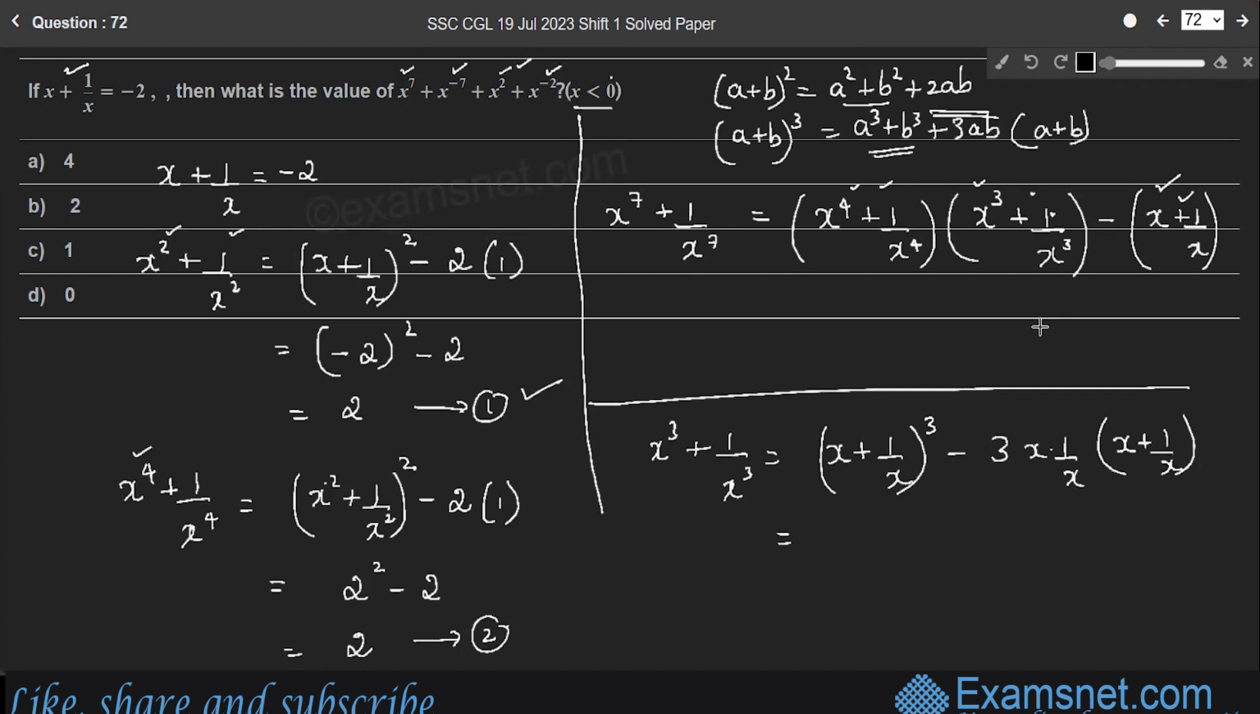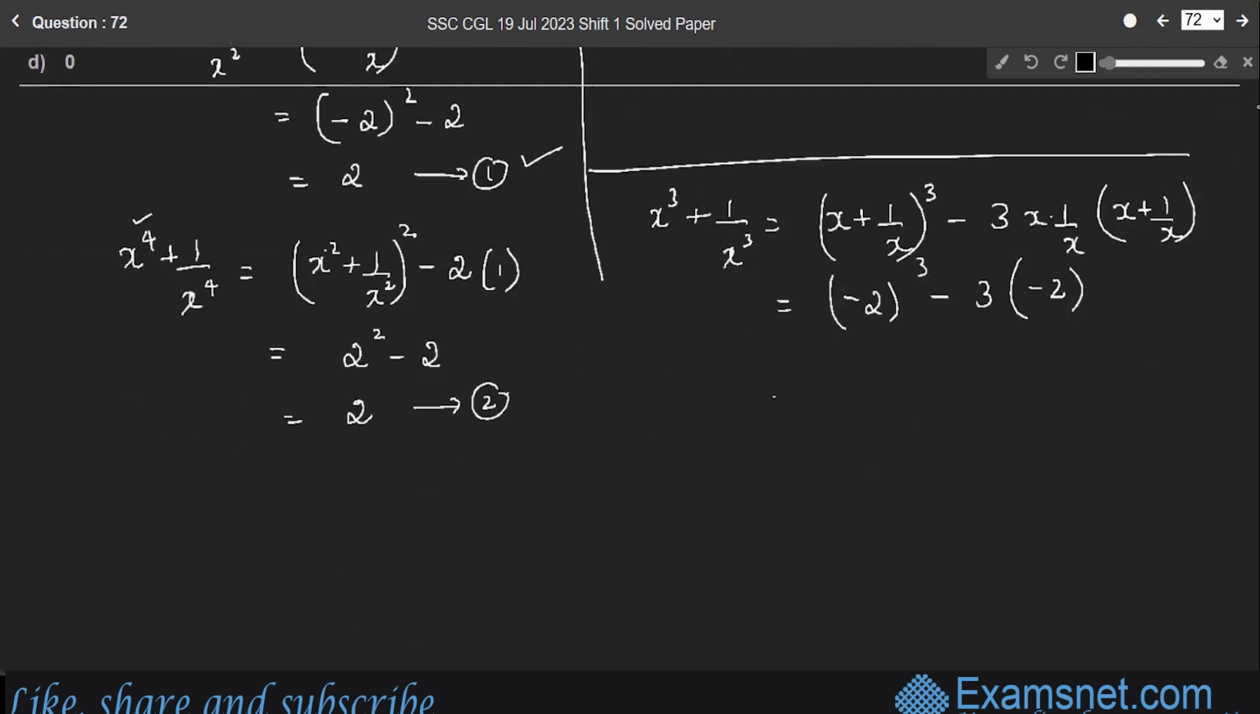Substitute the value of x plus 1 by x, which is minus 2, the whole cube, minus 3 into, here x and x will get cancelled, so into x plus 1 by x, which is minus 2. Therefore, minus 2 the whole cube is minus 8 plus 6, which is equal to minus 2. Consider this as equation 3, right?